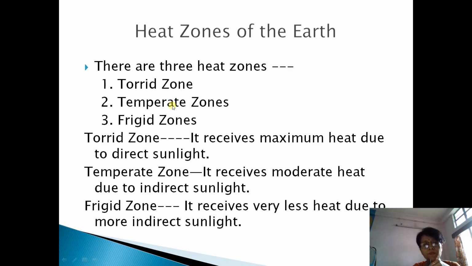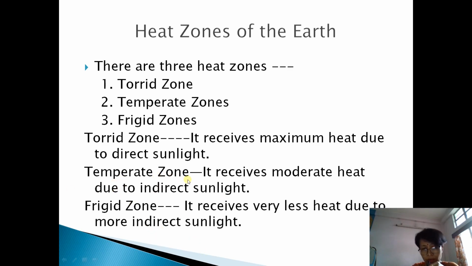And this region receives maximum heat. Why maximum heat? Due to direct sunlight. So in this zone, direct sunlight falls. The midday sun is exactly overhead at least once a year on all the latitudes in between Tropic of Cancer and Tropic of Capricorn. And this area therefore receives the maximum heat, that's why the torrid zone is very hot.